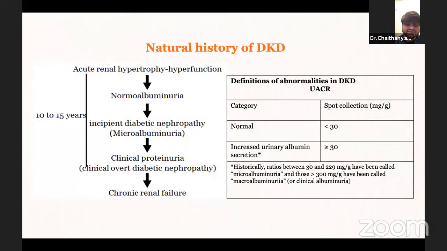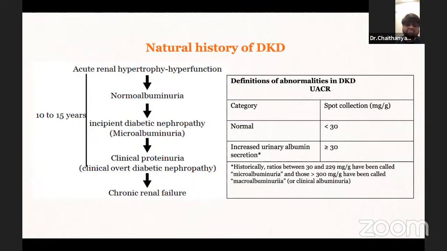This is how, initially, they will not have a protein leak, that is normoalbuminuria. Then it will go to microalbuminuria. Then it will go to macroalbuminuria. If the macroalbuminuria is not treated properly, they can have chronic renal failure. But if you look at the time zone, it usually progresses over a period of 10 to 15 years.